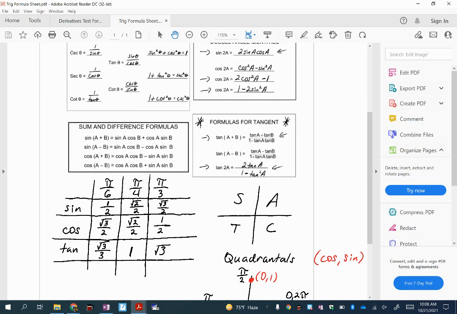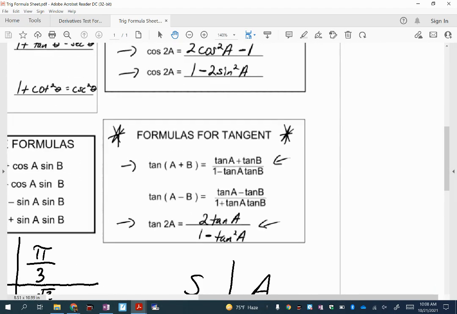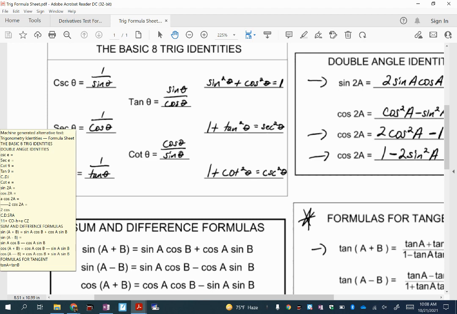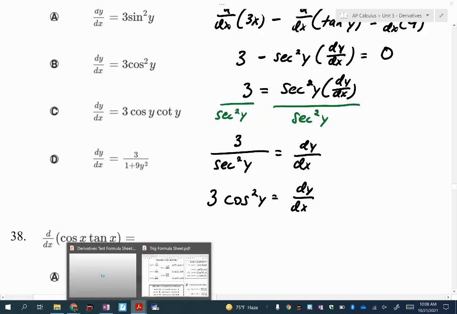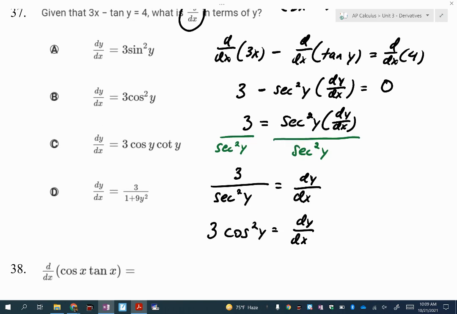So if you look here, what I'm basically saying is that secant and cosine are reciprocals. So if I see secant squared in the denominator, I can write cosine squared in the numerator. If I see secant squared in the numerator, then I can write cosine squared in the denominator. So it's always vice versa there. All right. So that's why the answer is B.